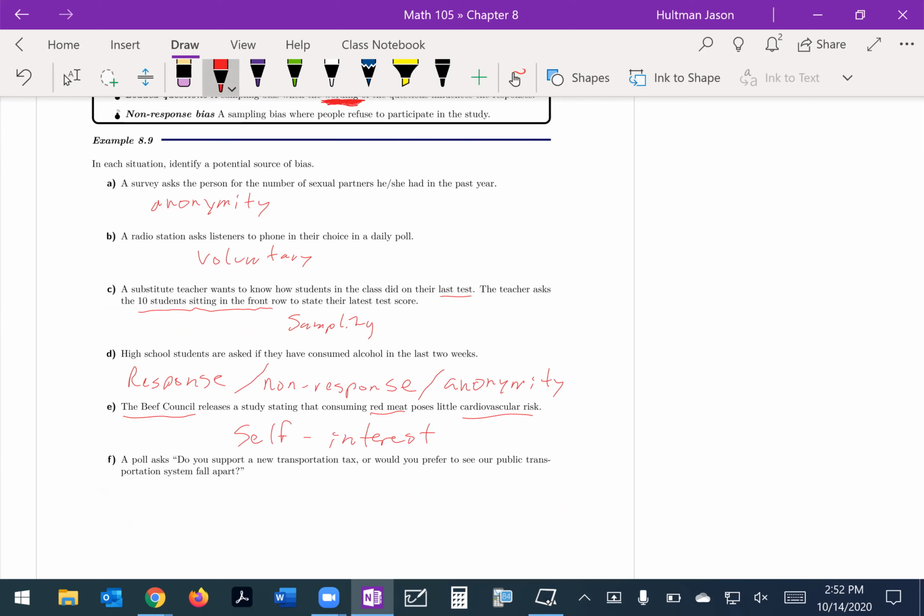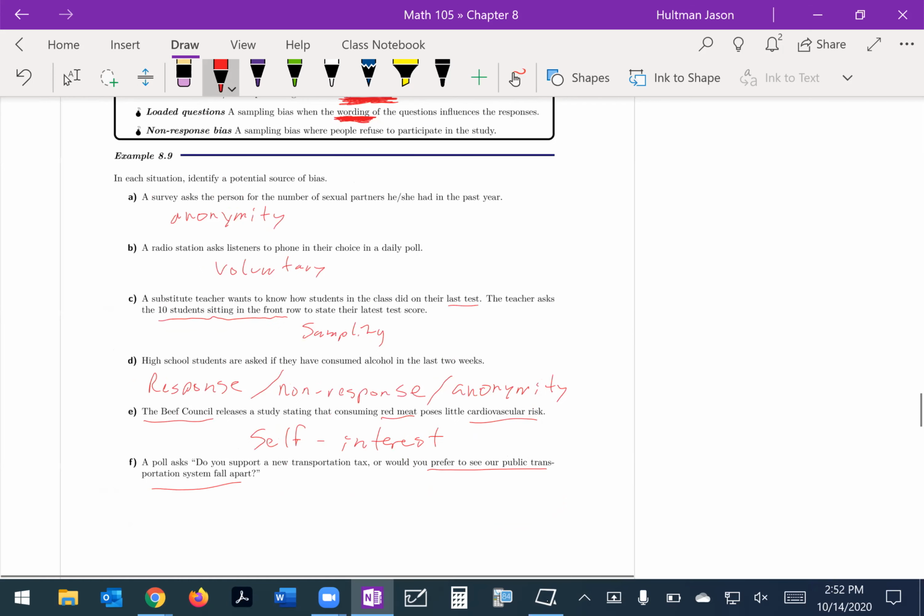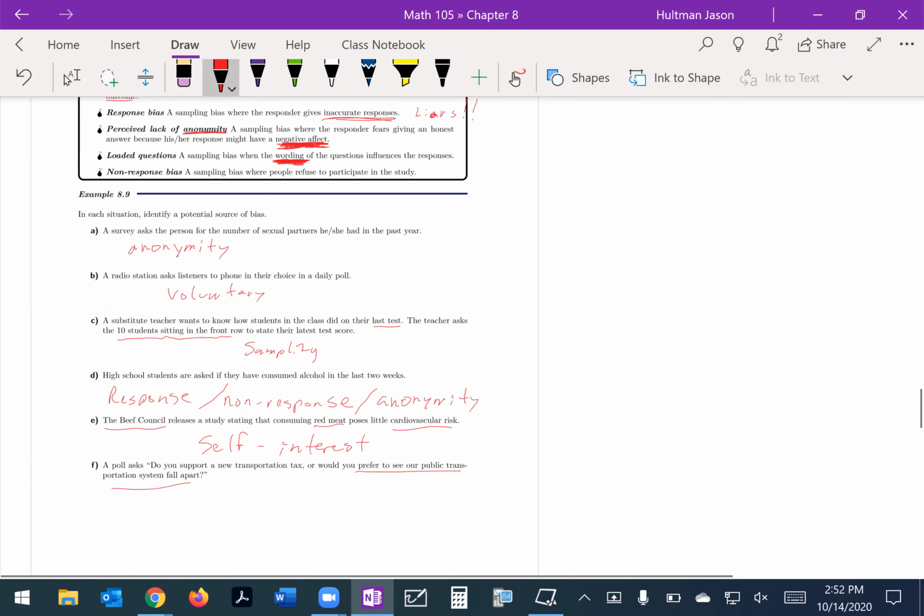A poll asks, do you support a new transportation tax, or would you prefer to see the public transportation system fall apart? Well, that's not opinionated, is it? Well, that's a loaded question. Okay, that's a loaded question.